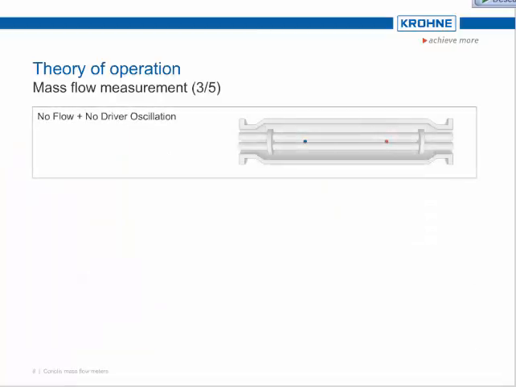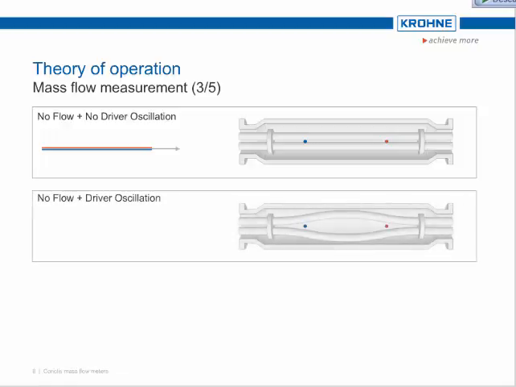When there is no flow and the meter driver is not working, there is no driver oscillation. Therefore, the sensors A and B measure no deflections. When there is no flow, the flow velocity V is equal to 0, and the mass of a unit of fluid in the tube has no inertia. Therefore, the mass exerts no forces on the tube walls.